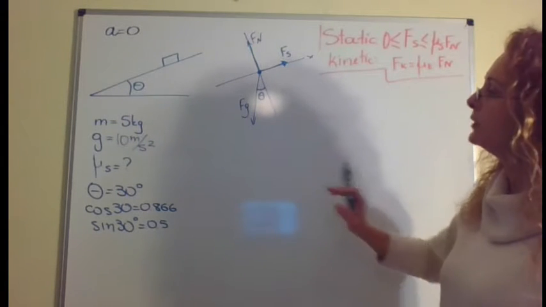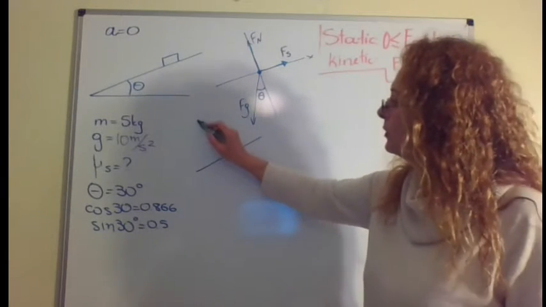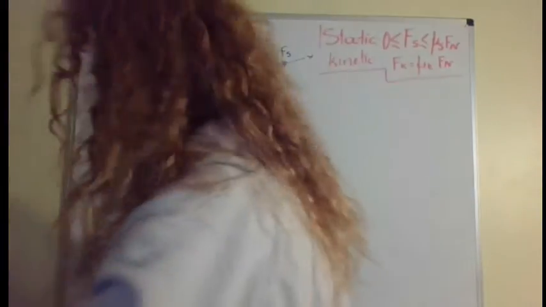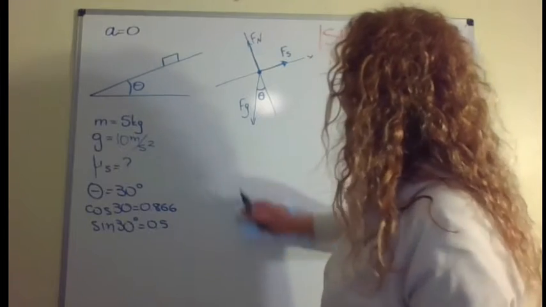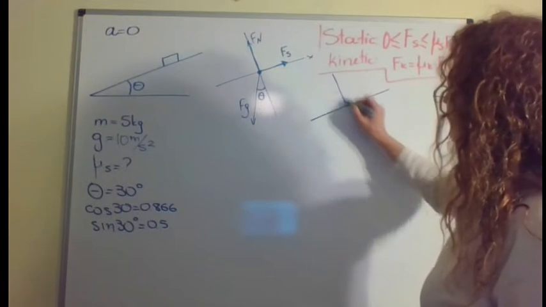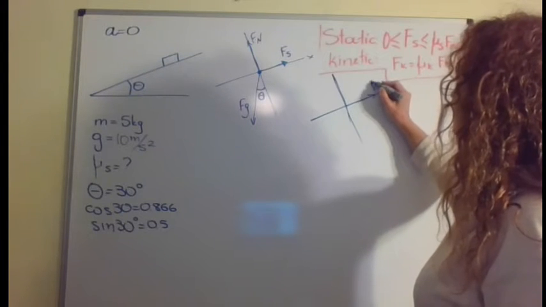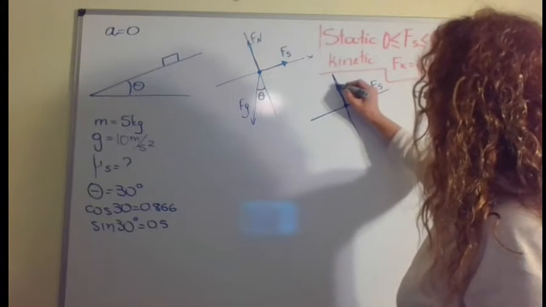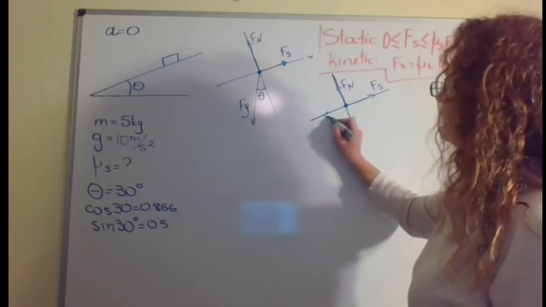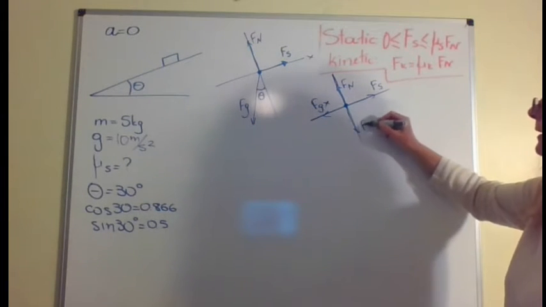So the first thing we do is resolve the force due to gravity into the horizontal and the vertical components. Let's have the axis here. So static friction will have this direction, normal force will have this direction, and the two components of the force due to gravity, the x component and the y component, should be like that.